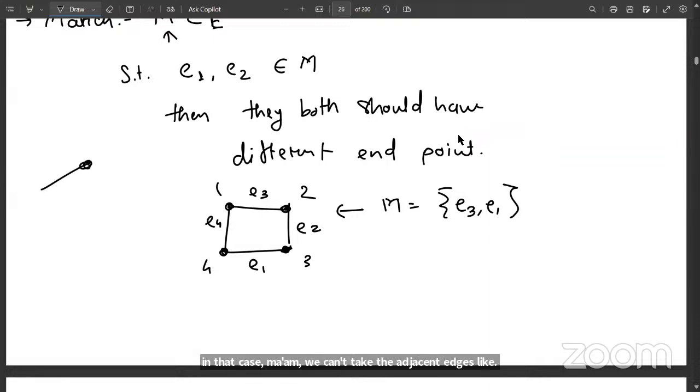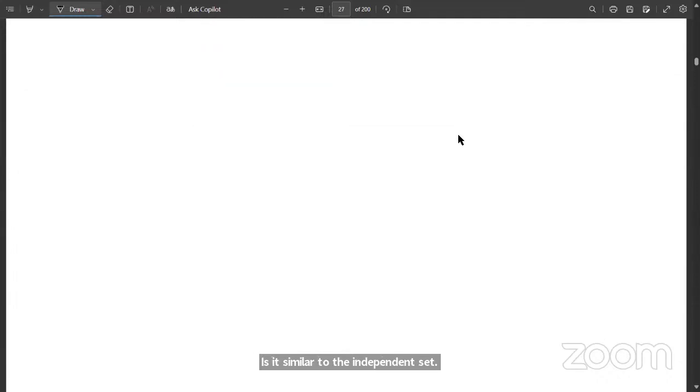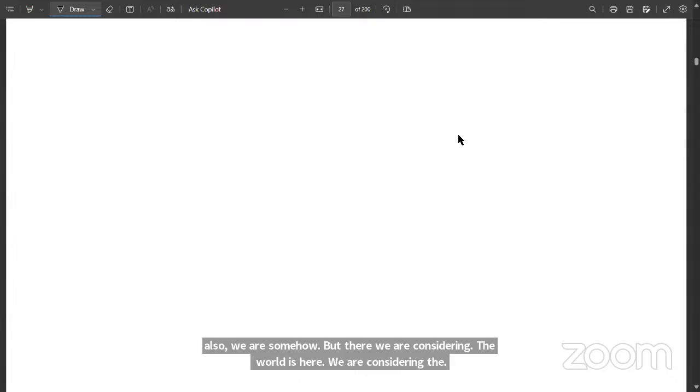Right, correct. If two edges are adjacent, you can take only one. Is it similar to the independent set? We can say that in some sense, because in an independent set also we are doing something similar, but there we are considering vertices. Here we are considering edges. So that's a little difference, although the concept is the same. Independent set is related to a set of vertices, and matching is related to a set of edges.